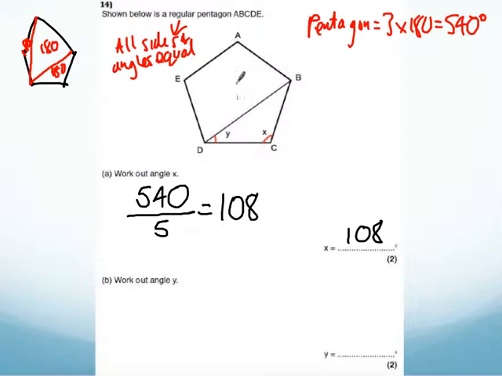Remember that any polygon can be split into triangles. If you just stick with one corner, connect up all the other corners, and then count up the triangles, that tells us how many degrees in the shape.